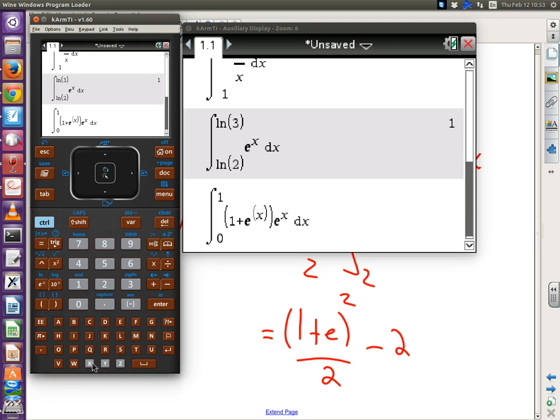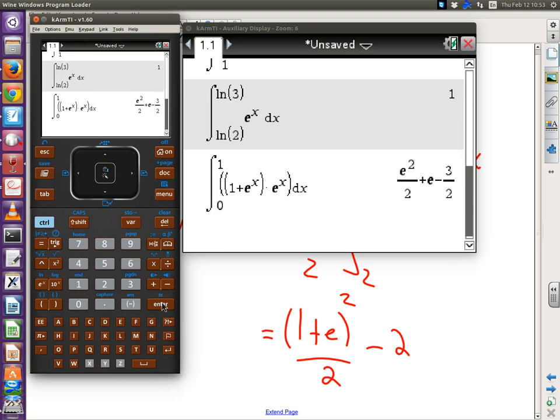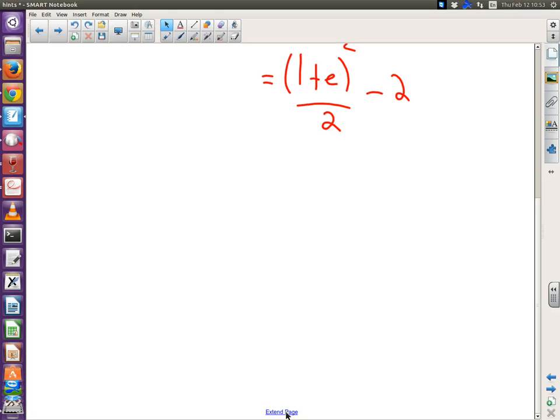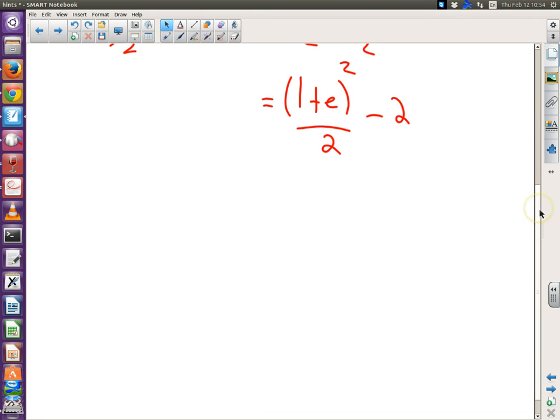I don't know if they'll write it in that format. Maybe they FOIL it out. Let's see what we get. Well, is that the same thing? e squared over 2 plus e minus 3 halves? Probably. Let's find out. Let's FOIL this 1 plus e squared. So 1 plus 2e plus e squared all over 2 minus the 2.